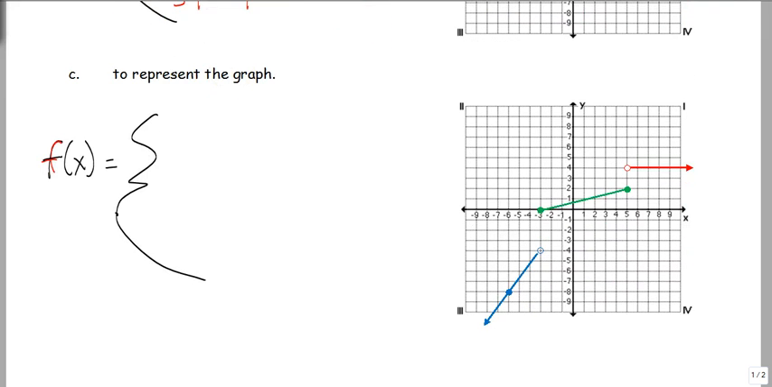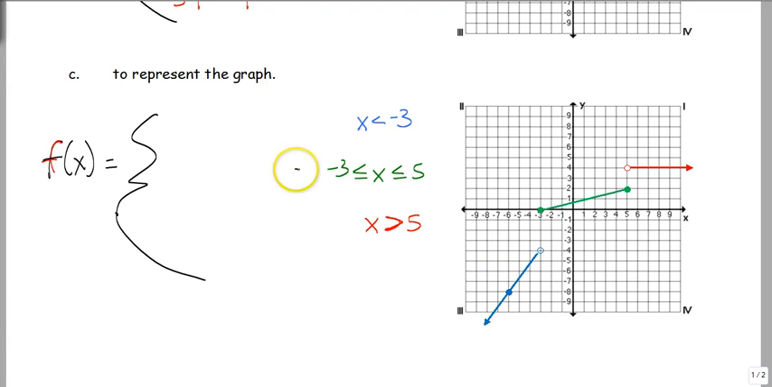Alright, so let's put in our domain first of all. The first one is x is less than -3, not equal to. The second one, x goes from -3 to 5, and they're both equal to because they're filled in. And finally, the last one is a horizontal line from 5 onward. X is bigger than 5, but not equal to because there's no filled in hole. So, now we are going to come up with our equations.